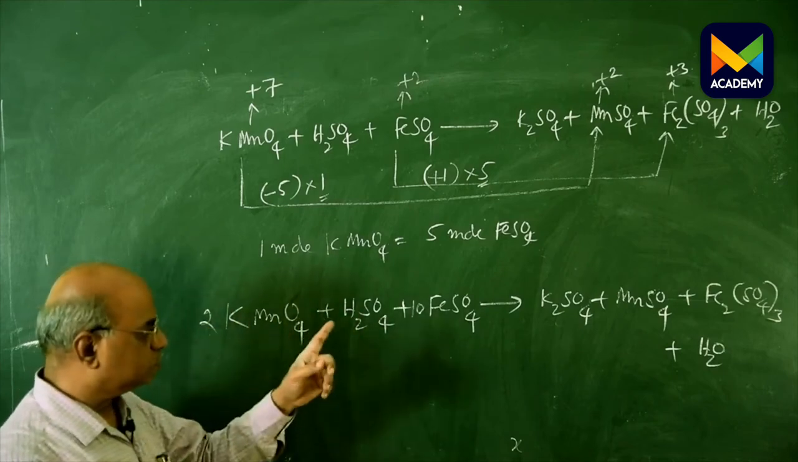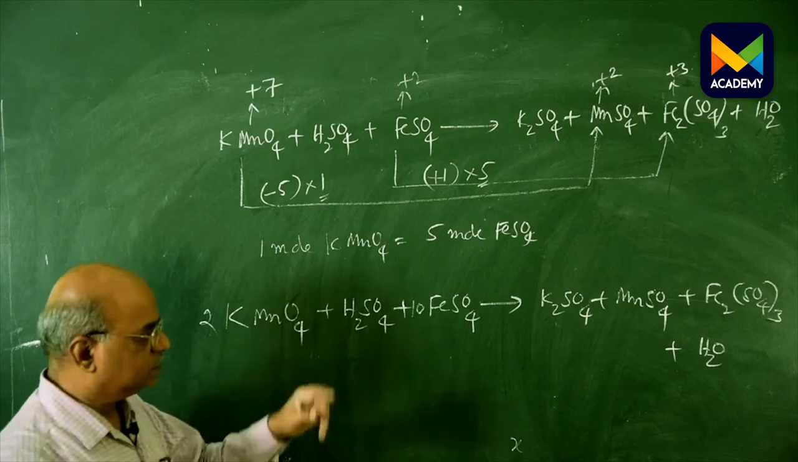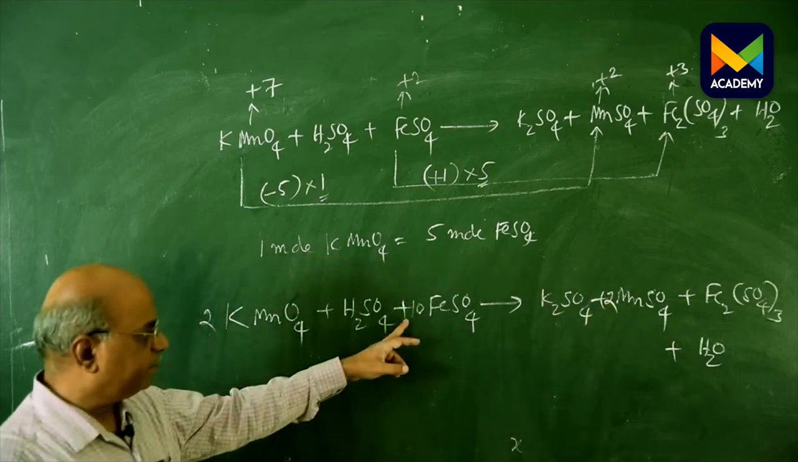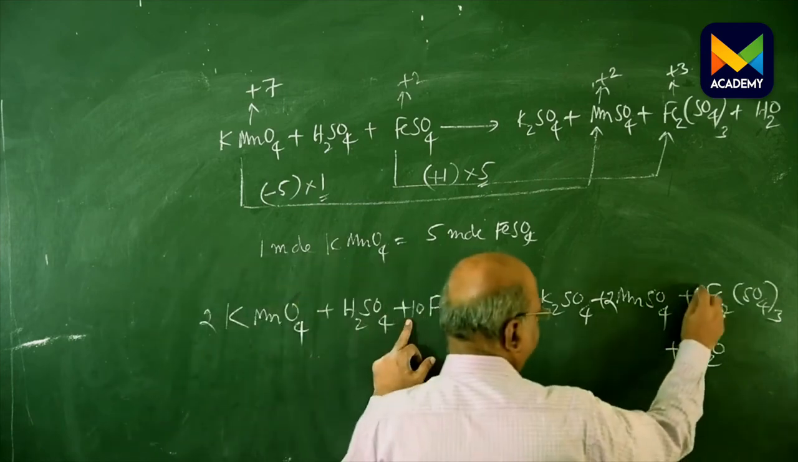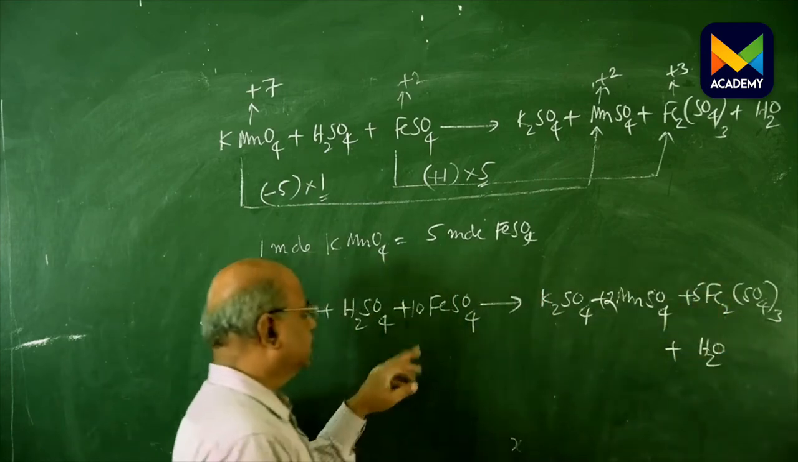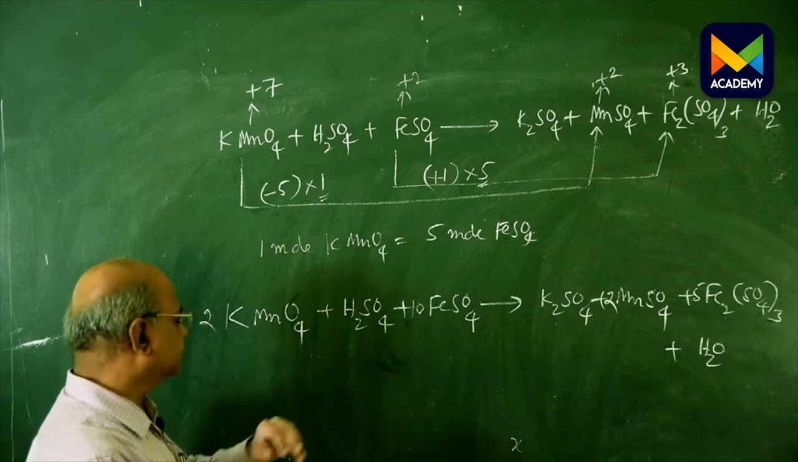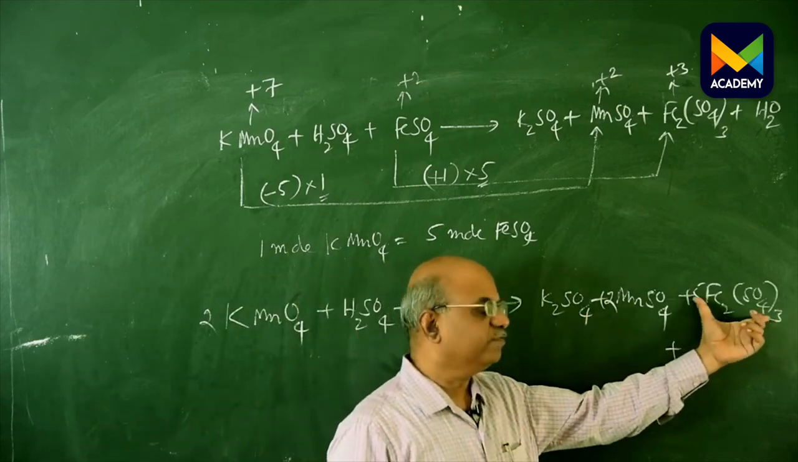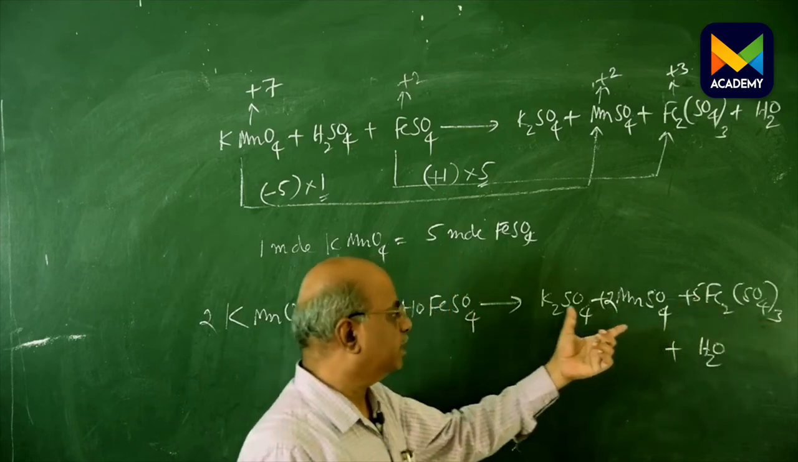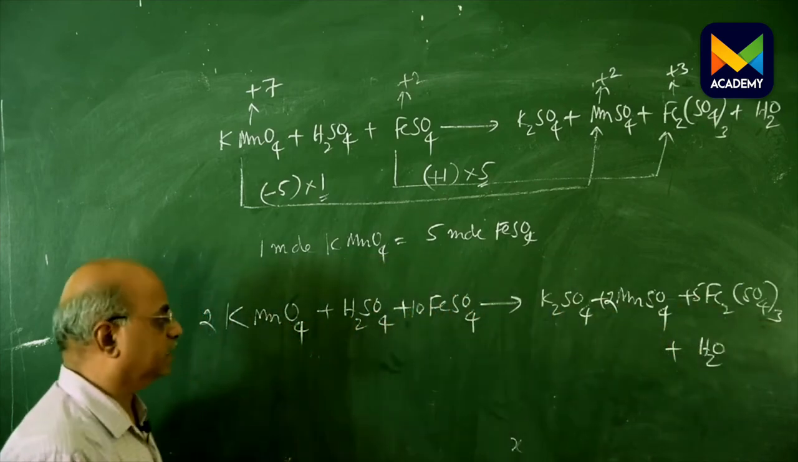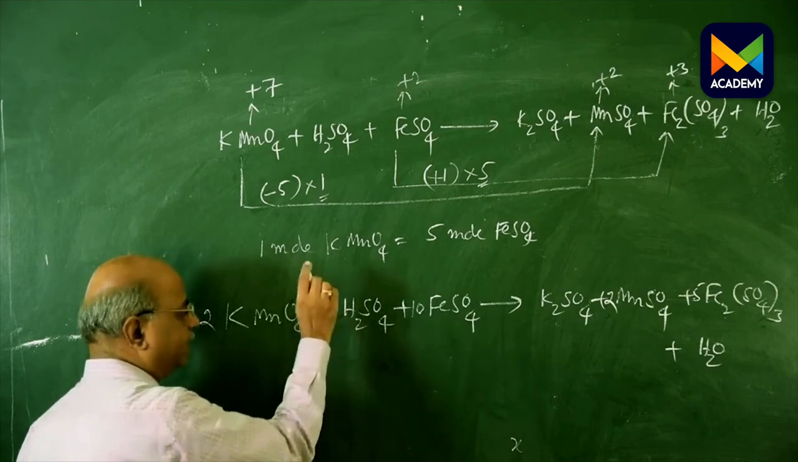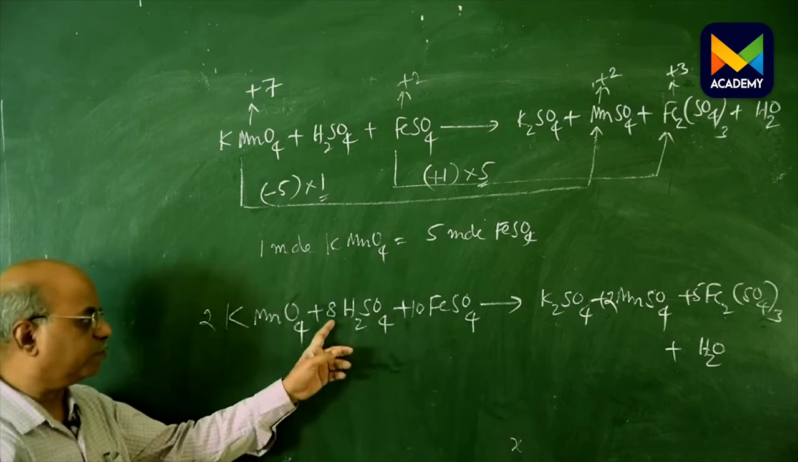Then 2 potassiums, 2 potassiums, 2 manganese, 2 manganese, I have written here 2 Mn. And from the iron point of view, 10 irons. So here 5 into 2, 10 irons. And sulfates, if you balance, here 2 sulfates, 1 sulfate, 3 sulfates and 15 sulfates, 15 plus 2, 17 plus 1, 18 sulfates on the right side. So here already 10 sulfates are accounted, therefore it should be 8 sulfates in H2SO4 point of view.